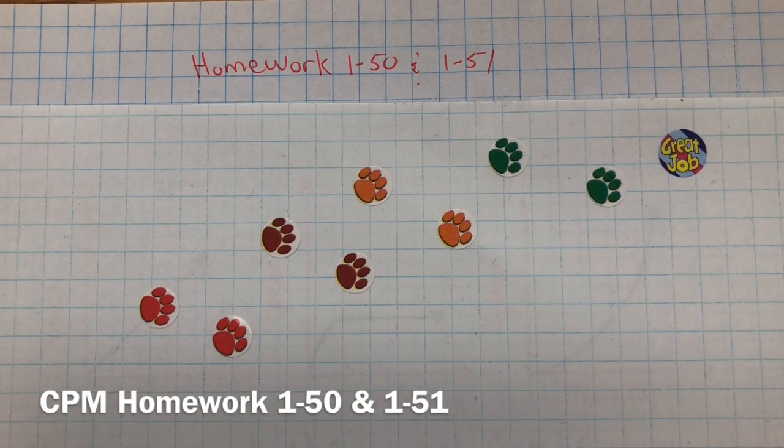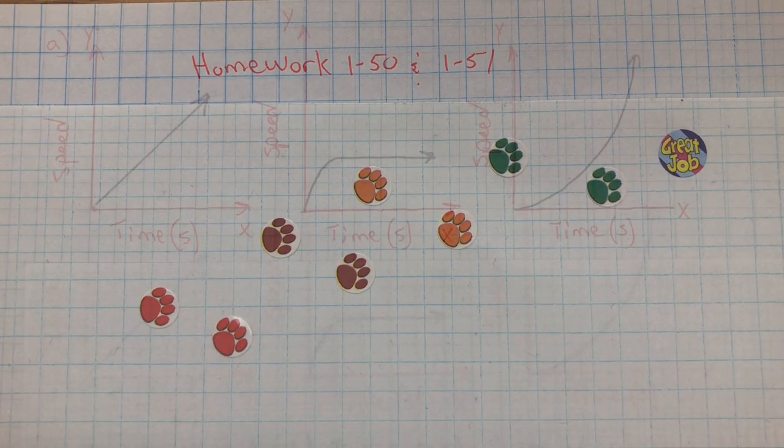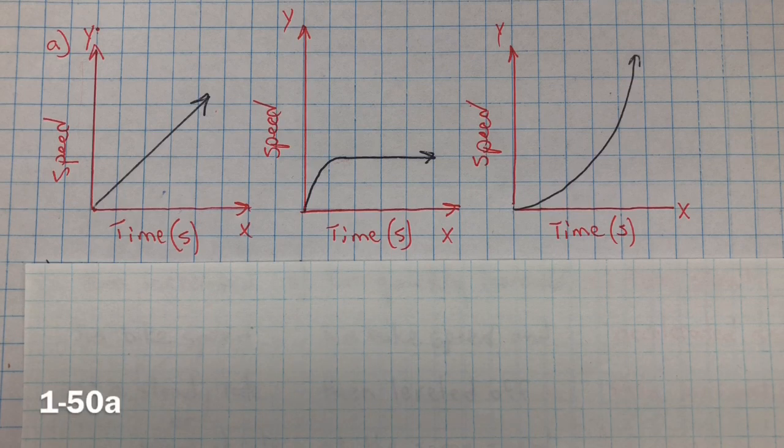This is the homework for 150 and 151. For 150, look at each graph below and write a story or description about what each graph shows.